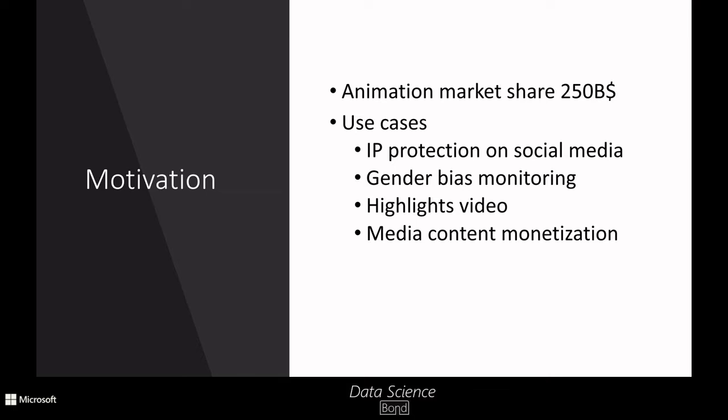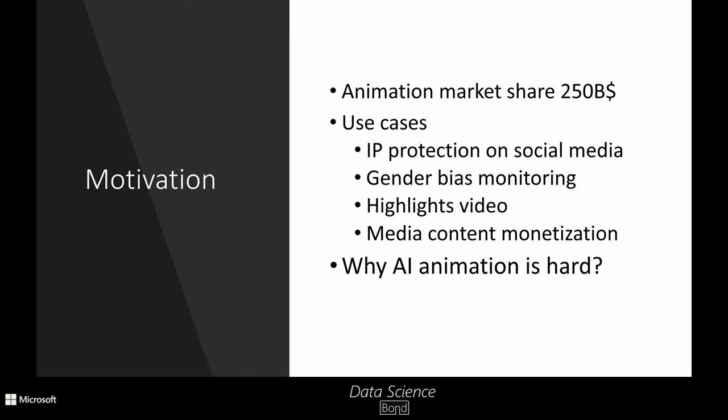So nowadays, gender bias is a prominent issue to tackle, and labeling manually on the timeline which character appeared exactly in the frame level accuracy is not feasible. Also helping media companies produce highlights video or monetize their content for third parties.